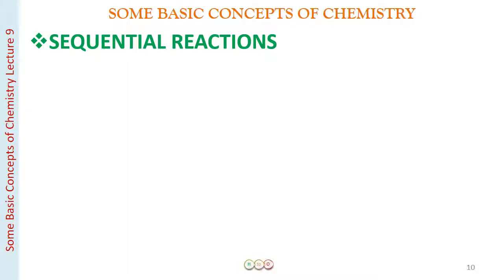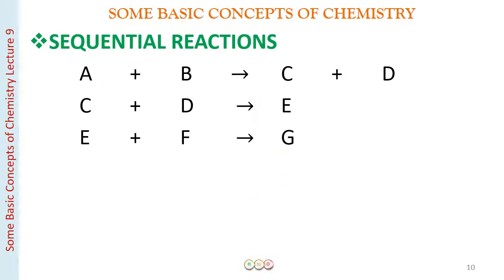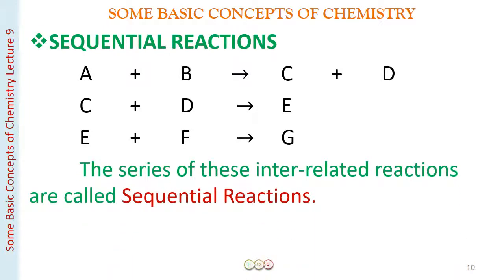So the next topic is sequential reactions. In sequential reactions, there is going to be some sequence in the reactions. So let us see A plus B forming C plus D. Then C plus D is forming E and E plus F is forming G. Right? So what is happening is that the product formed in one reaction is being utilized in the second reaction, and the product formed in the second reaction is being utilized in the third reaction. Such types of reactions are called sequential reactions.